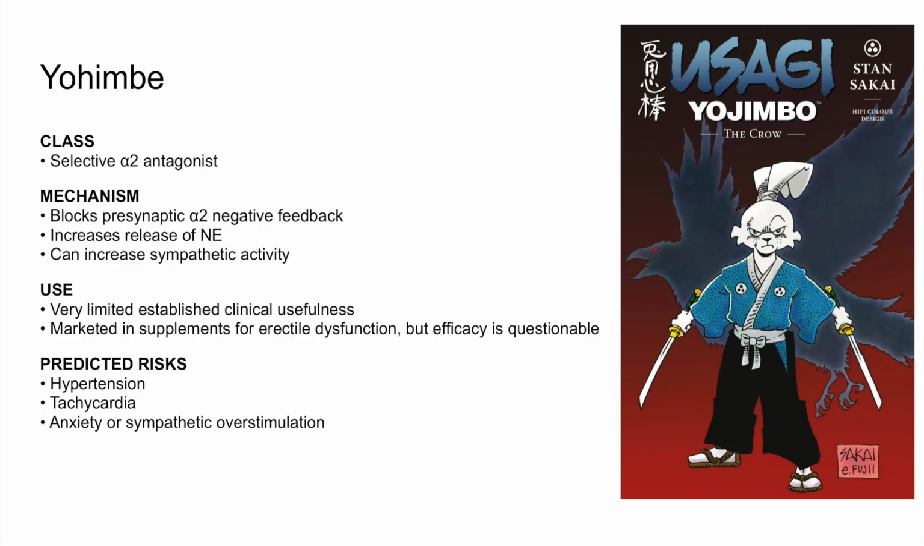The high-yield concept is that alpha-2 blockade increases norepinephrine release and produces effects opposite of those of an alpha-2 agonist, such as clonidine, remember, which is our brake.